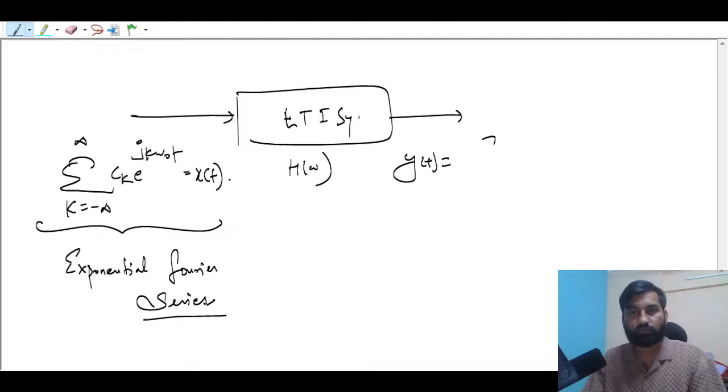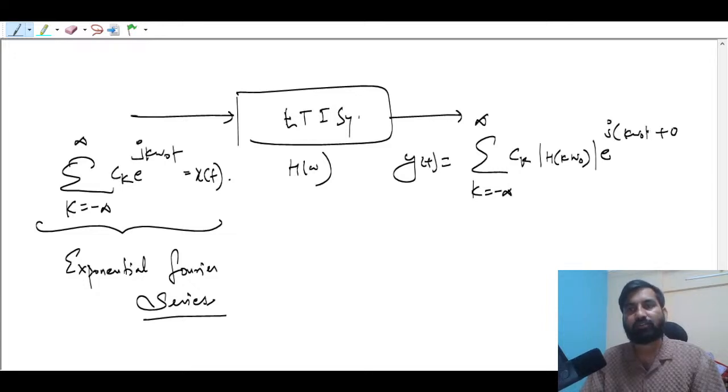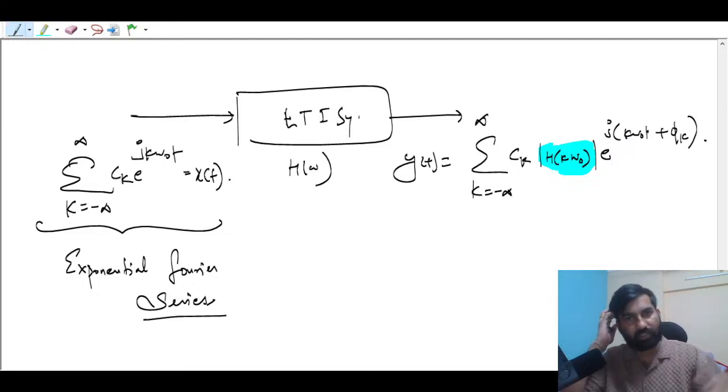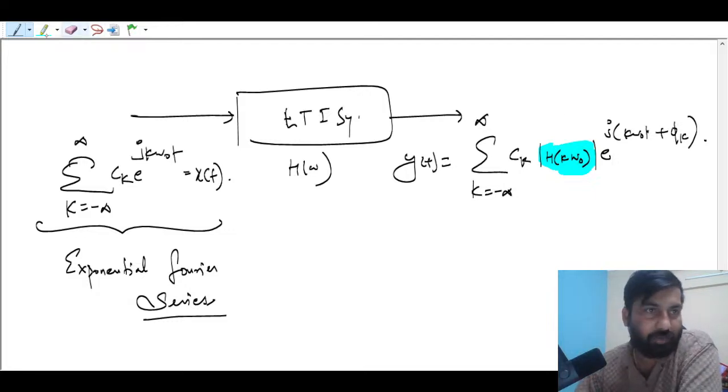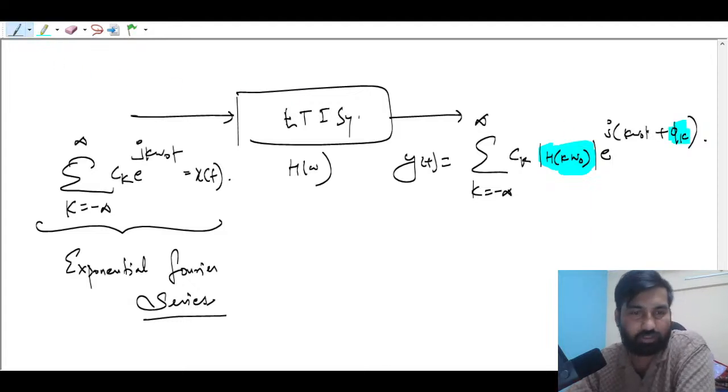But the output is going to be the summation from minus infinity to infinity of C_k, but remember the magnitude |H(kω₀)|, e^(j(kω₀t + φ_k)), right? So you have to multiply this to each term of the Fourier series. Each term of the Fourier series you have to multiply by the magnitude of the frequency response, and you have to add the extra phase. So this is the extra thing I am highlighting here. Okay, if you know just this much, you can solve any question.